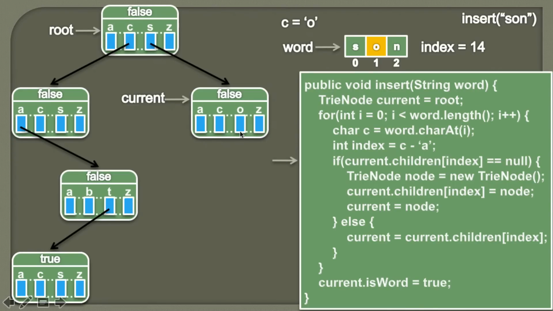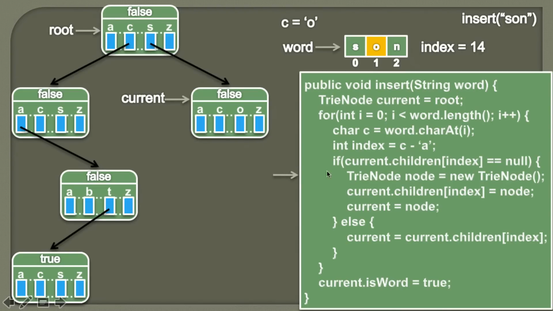Now as current is pointing to this node, we will check whether the value of the trie node array at index 14, which maps to o, is null or not. So currently you can see this value is pointing to null. Therefore the condition in the if block comes out to be true.